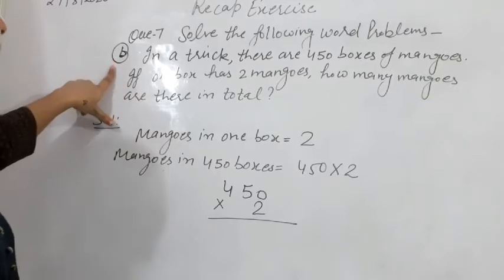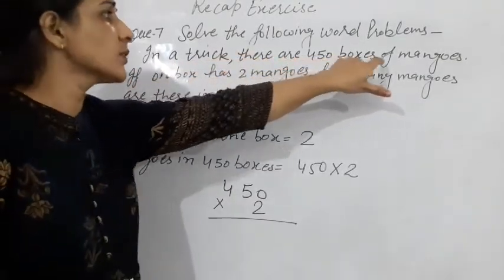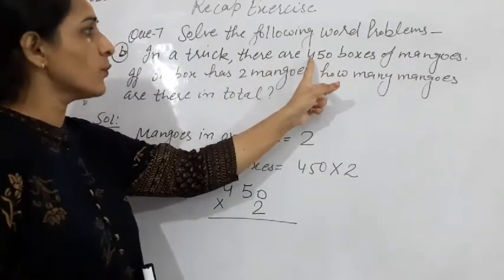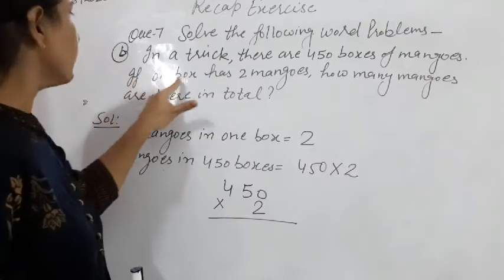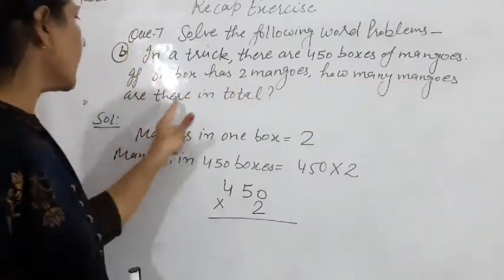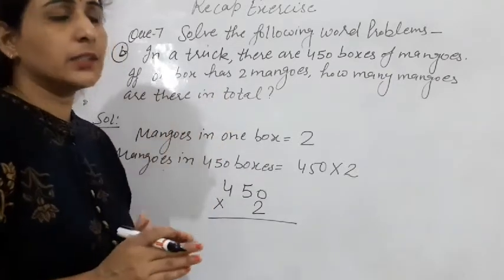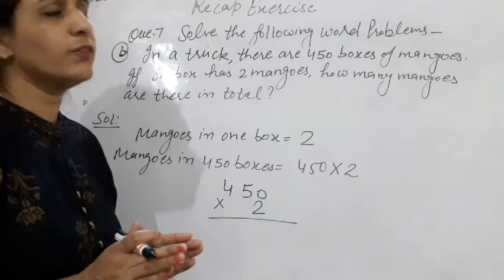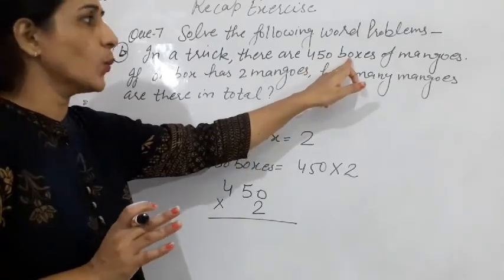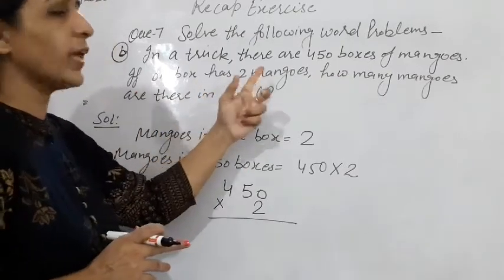Now the part number B. In a truck there are 450 boxes of mangoes. In a truck, how many boxes of mangoes? 450. If one box has 2 mangoes, so how many mangoes are there in total? The question is there. In a truck there are total 450 boxes. एक ट्रक में 450 boxes मैंगो के हैं. Each box, हर एक बॉक्स में 2 mangoes हैं.